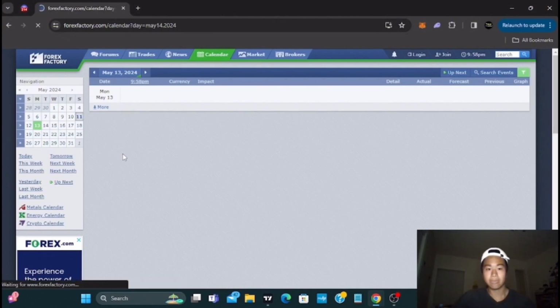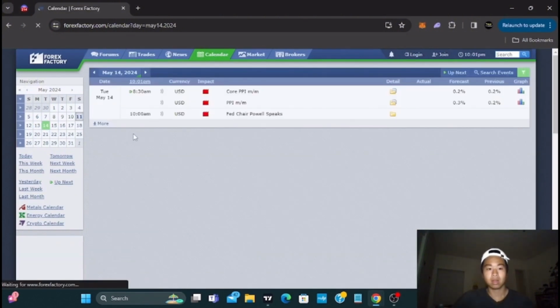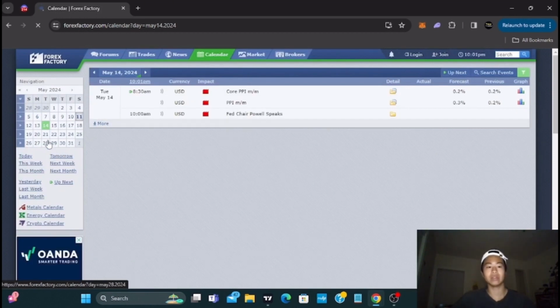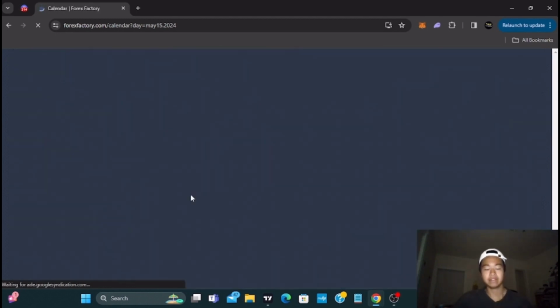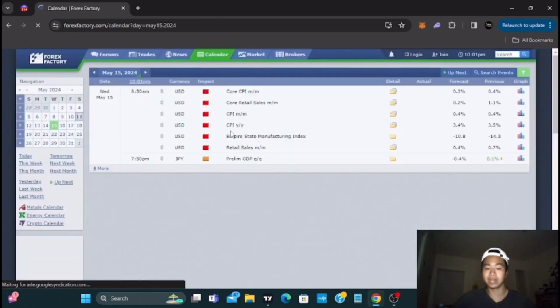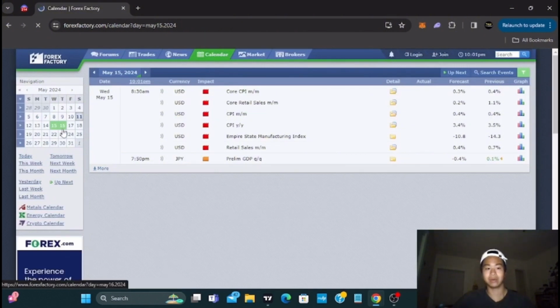On Tuesday, May 14th, there's PPI, so we want to avoid trading on this day. For Wednesday, May 15th, there's CPI. You want to avoid CPI. You don't want to trade during CPI. So you want to avoid Tuesday and Wednesday.